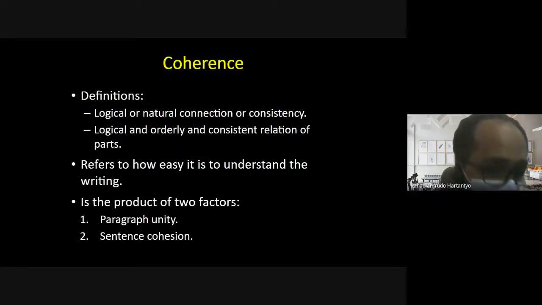Coherence is the product of two factors. There are two factors that may affect the coherence quality of a paragraph. The first is paragraph unity, and the second is sentence cohesion. Next.